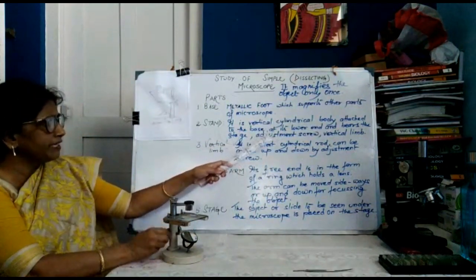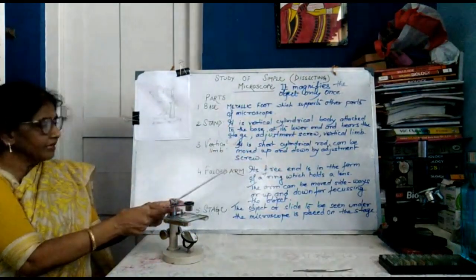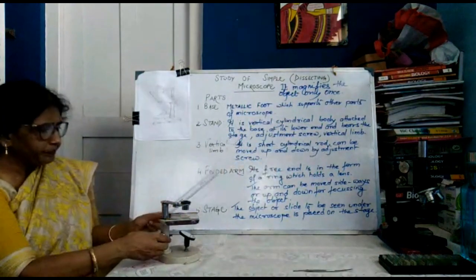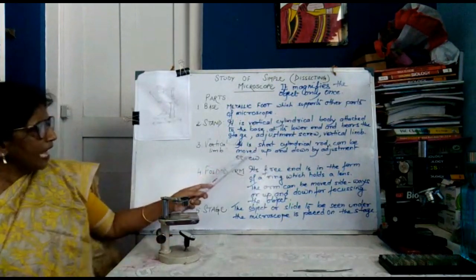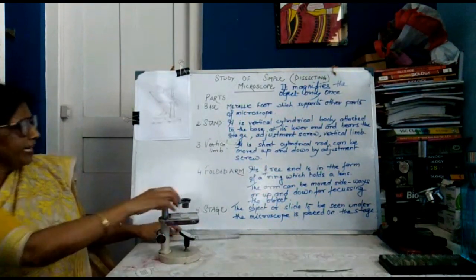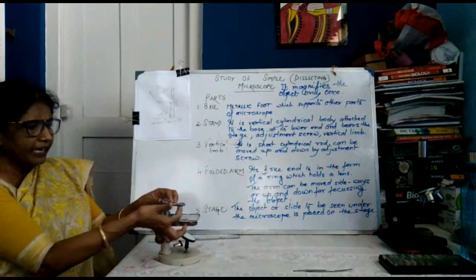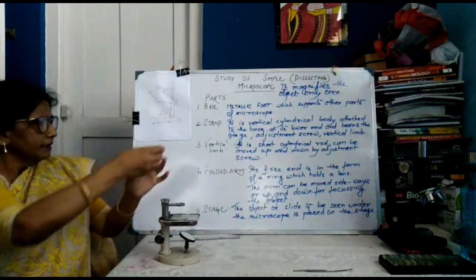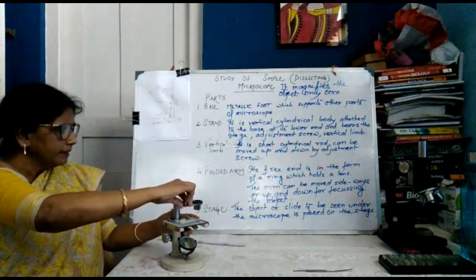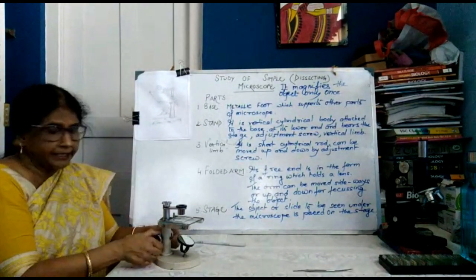Adjustment screw, this is the adjustment screw, and the vertical limb is there. This is the vertical limb. I can show you the vertical limb. It is a short cylindrical rod. You can see this is the vertical limb, which can be moved up and down by the adjustment screw. This is the adjustment screw. Then the folded arm is here. Its free end is in the form of a ring. You can see the ring over here, which holds the lens like this. The arm can be moved sideways, up and down with the help of this adjustment screw for focusing the object.